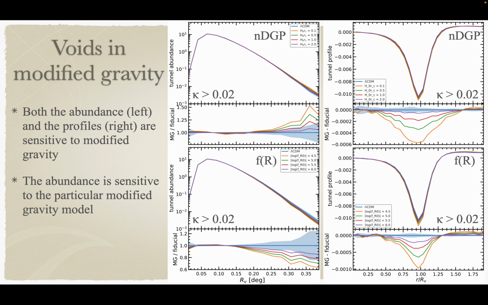Finally, this is how the void statistics vary with modified gravity, where again, for the void abundance, you can see that the large radius voids appear to be sensitive to different modified gravity models, and for the lensing profiles on the right, there is strong enhancement at the void boundary for these different modified gravity models.